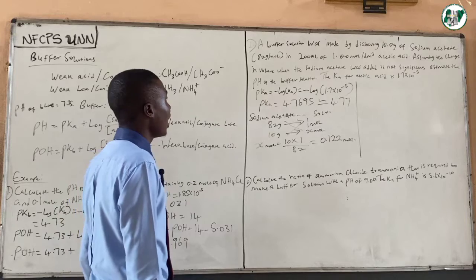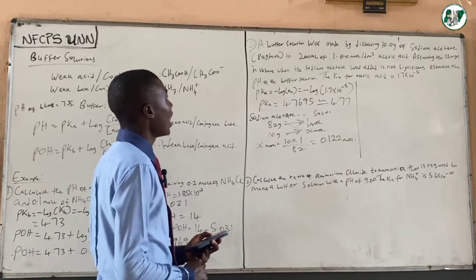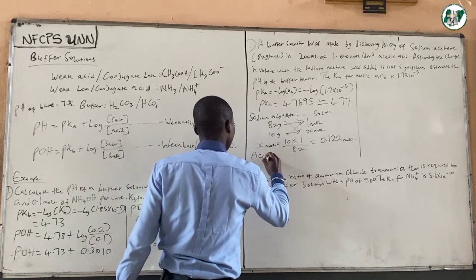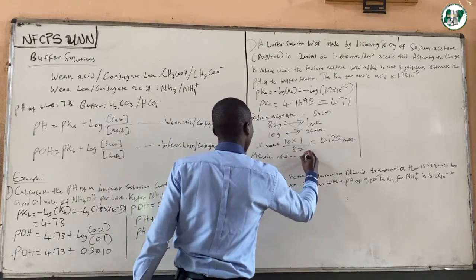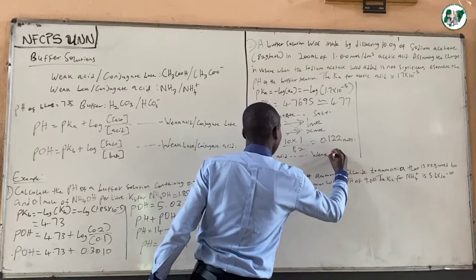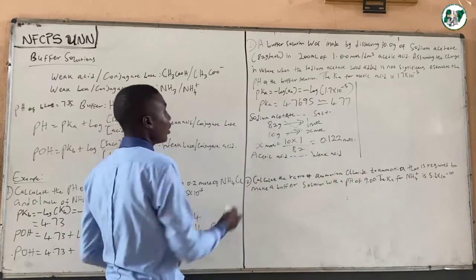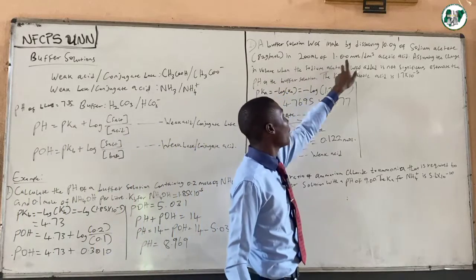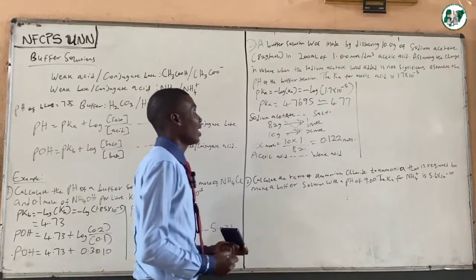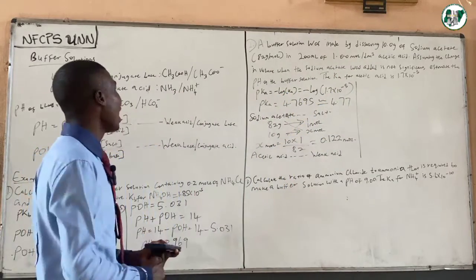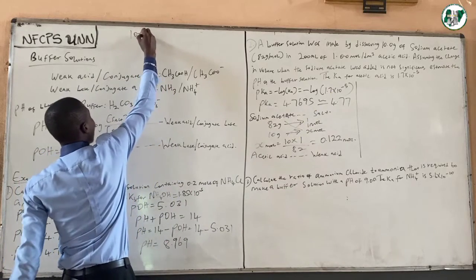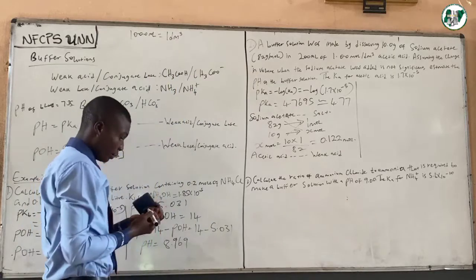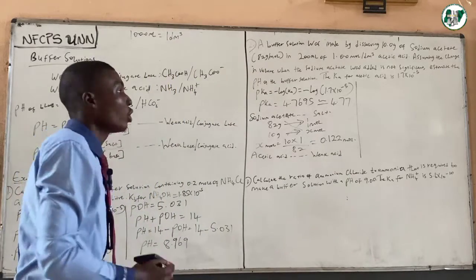Then let us check the amount of acetic acid we have there. So let's look for acetic acid, and that is the weak acid. According to this, it says that 200 ml of 1.00 mole per dm cube of acetic acid. We are aware that 1000 ml is equal to 1 dm cube.